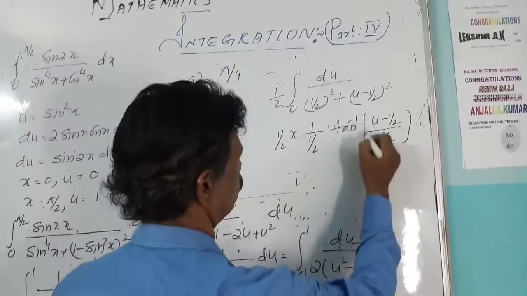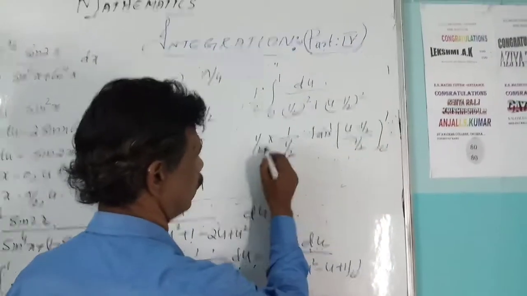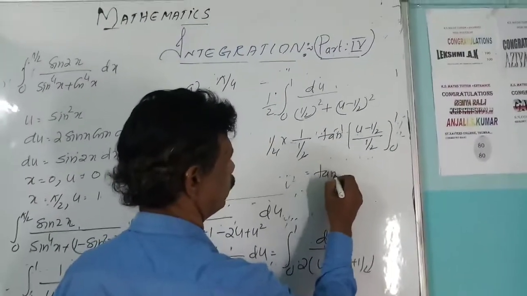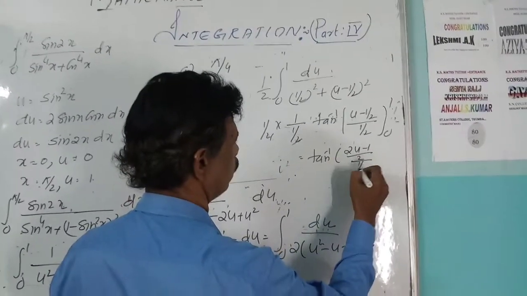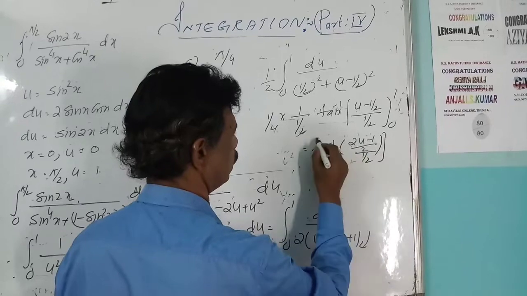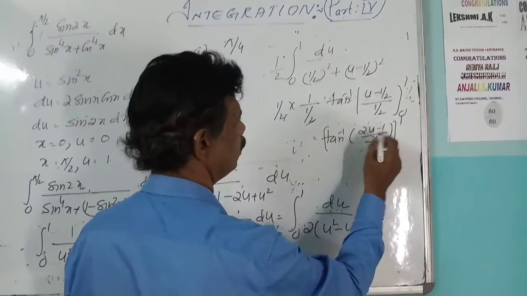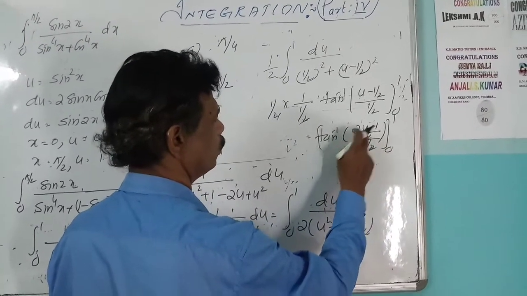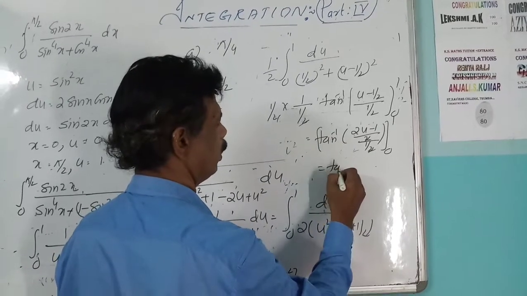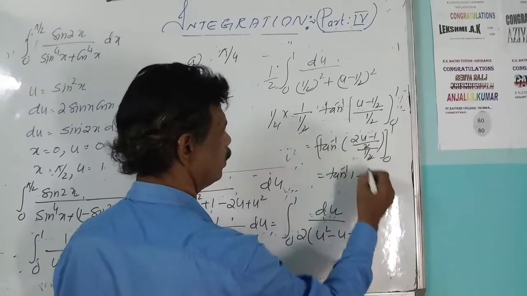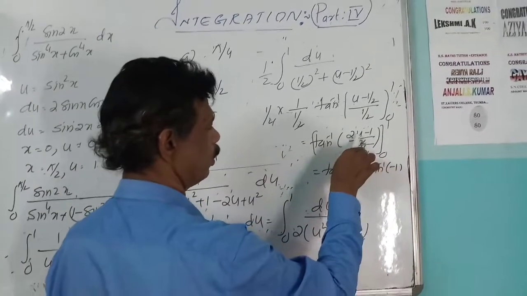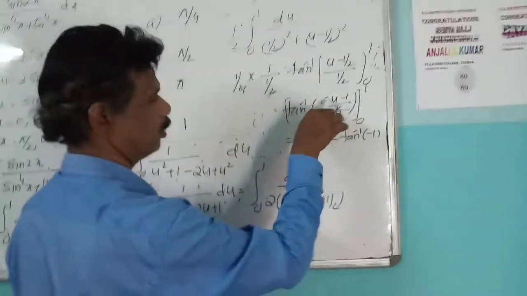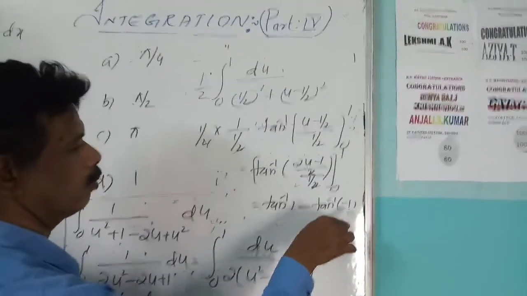Apply the limit 0 to 1. This 2 and 2 cancel, equal to tan inverse of 2u minus 1 by 2 divided by 1 by 2, with the limit 0 to 1. 2 and 2 cancel. Apply the limit: 2 into 1, 2, 2 minus 1, 1. So tan inverse 1 minus tan inverse of minus 1. Put u equal to 0: 2 into 0, 0 minus 1, minus 1.